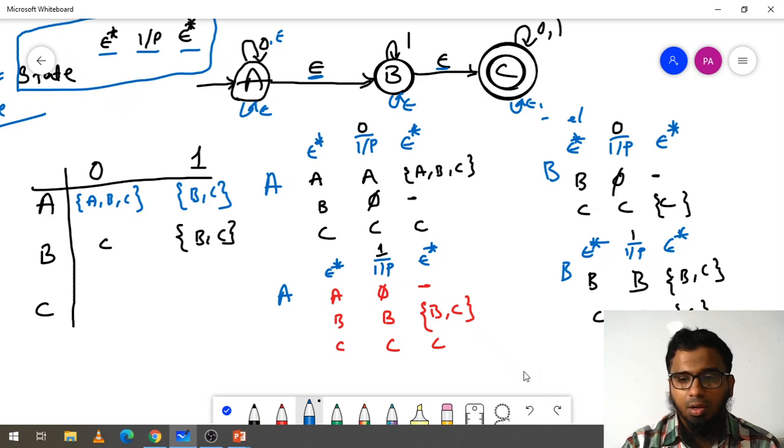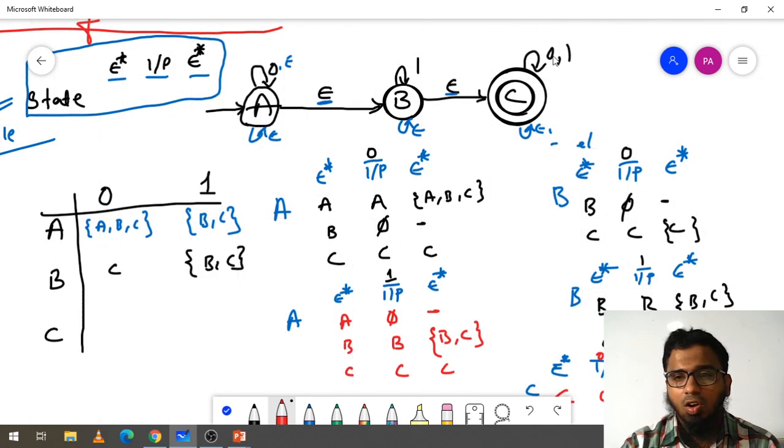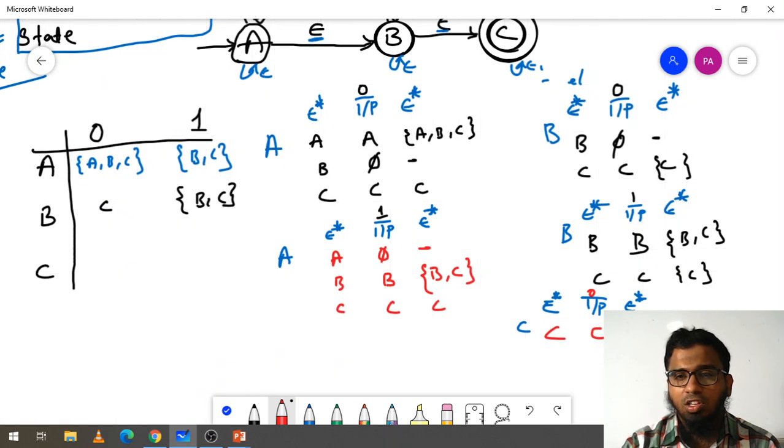In the same way we need to do it for the C also. Let's do it. C epsilon closure, input, epsilon closure. So what is the input now here? Our input is 0. Here C epsilon is C only, because it is going to itself only. C on 0, what answer are we getting? C on 0 is C only, and what is the C closure again? C. So here the answer we will get is C.